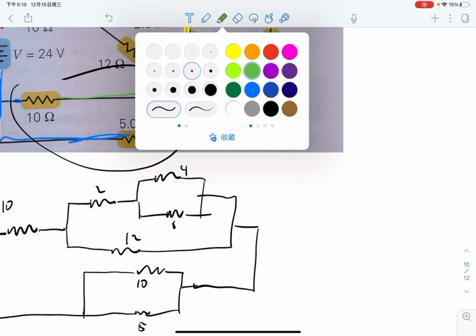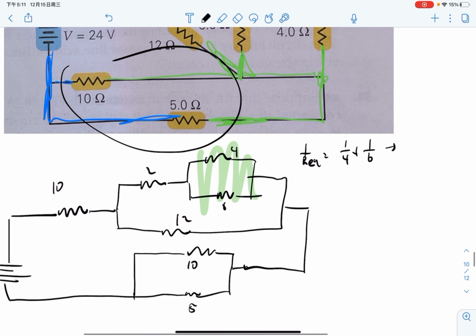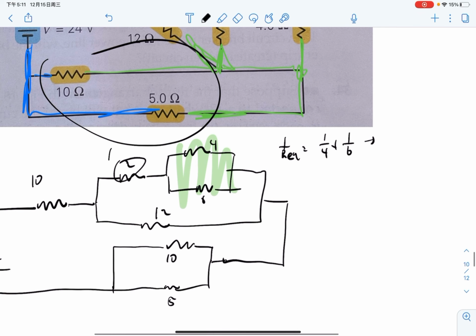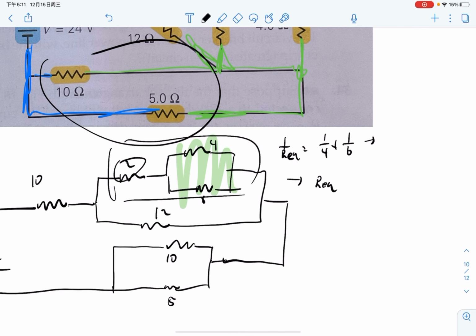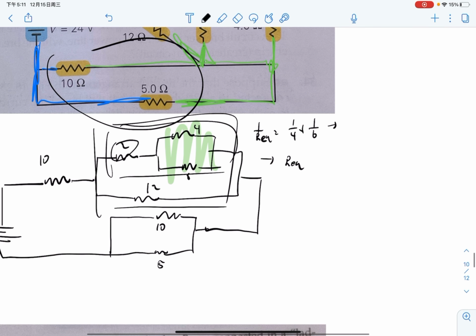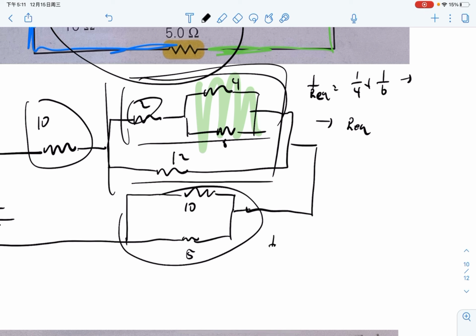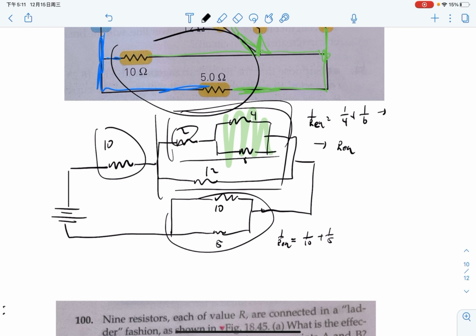And for this part, our equivalent is equal to 1 by 4 plus 1 by 6, and you can find the answer on your own. And you just plus 2, and you can find the total equivalent of this. And here is also a parallel circuit, so you can find this. And you just plus 10 over here. And for this equivalent, it is equal to 1 by 10 plus 1 by 5. And now you just need to add our equivalents, and you can get a number.